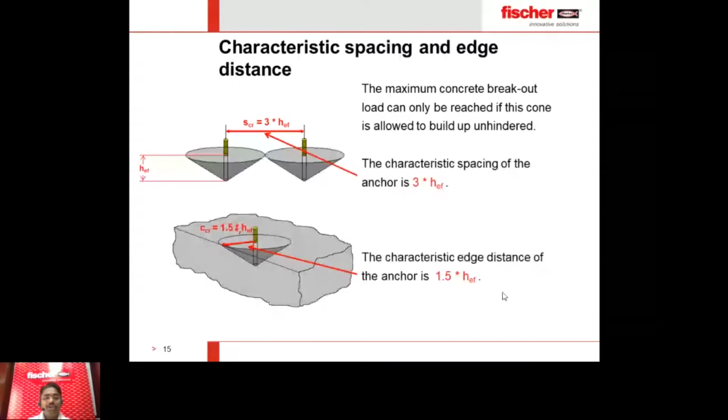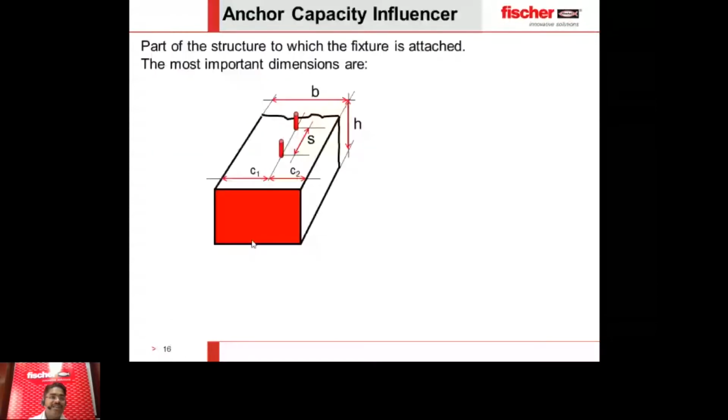Before that, I also want to talk about what influences anchor capacity. Even if the anchor is the strongest one, if your member width is very small, then the anchor capacity reduces. Member thickness governs the splitting failure, so it also influences anchor capacity. Spacing between anchors, we already discussed how it influences anchor capacity. And edge distances are much more critical.